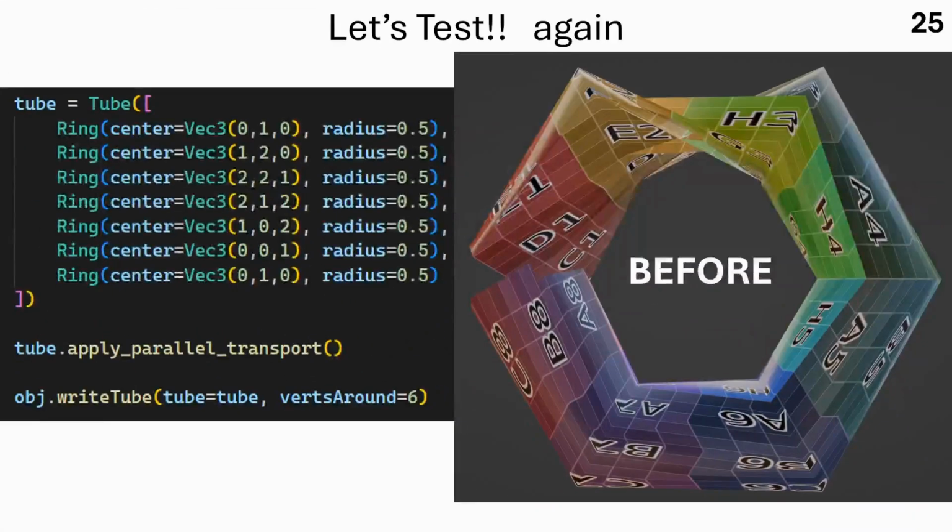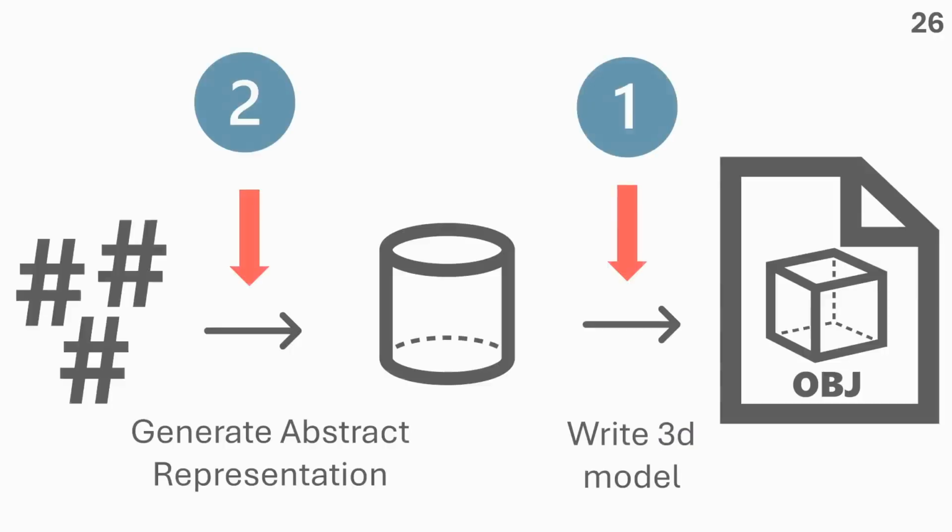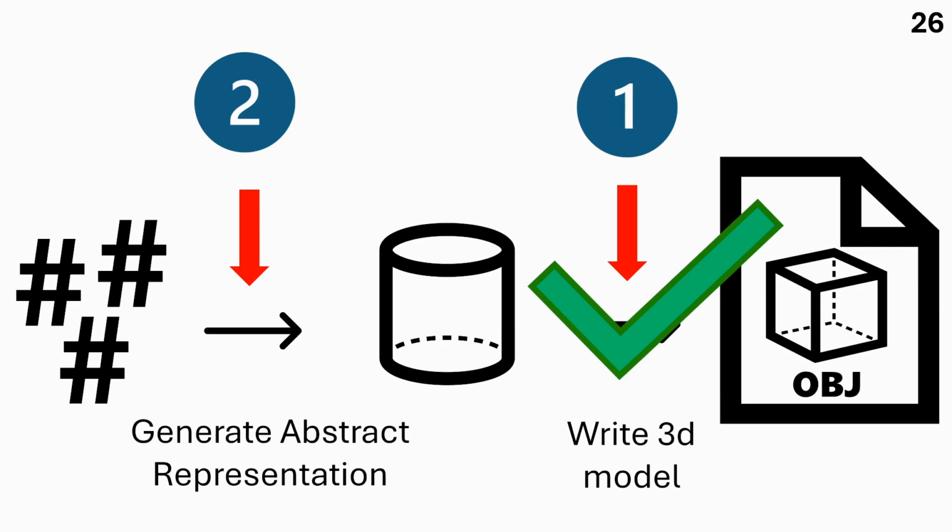And so let's see how this works. So here's before, and here's after. Yippee, it works. So we wrote to the 3D model, and that works good. All we need to do now is generate the abstract representation.